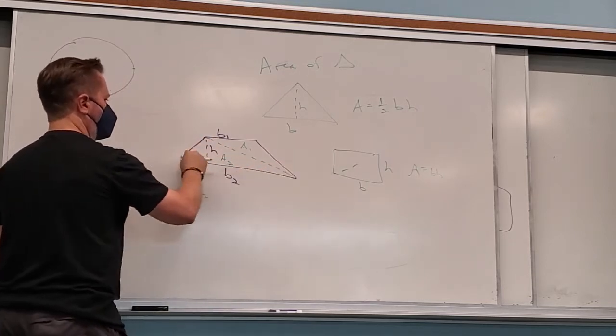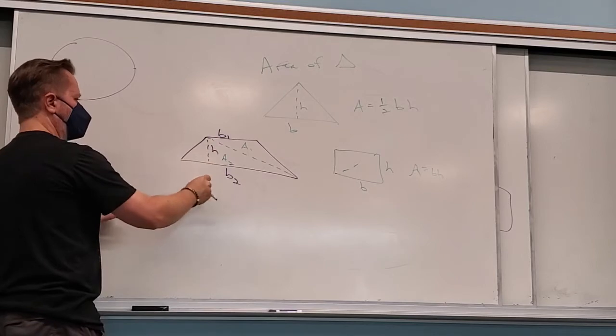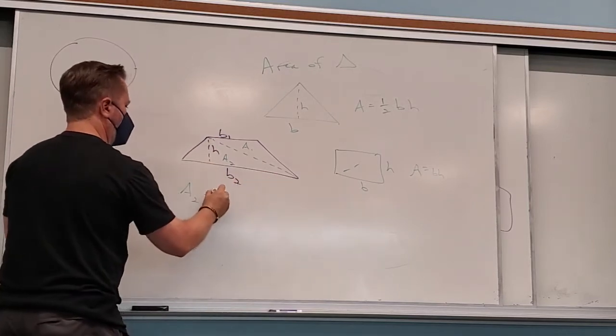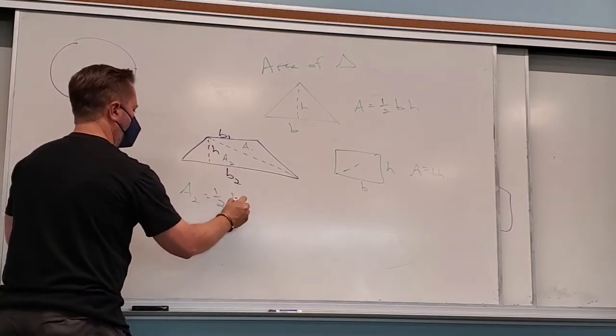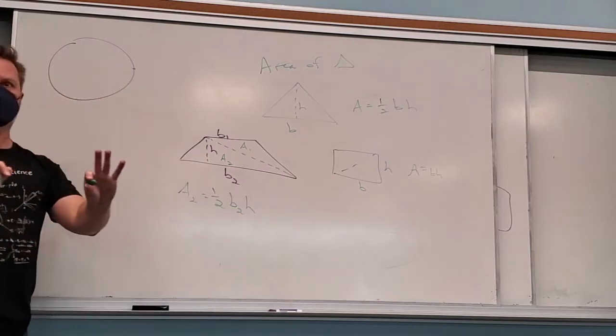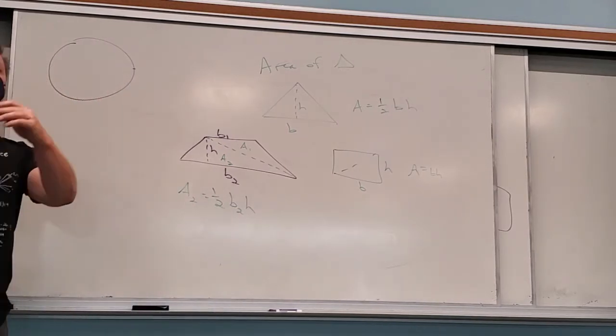Second triangle. How tall is it? H. And what's the base? B2, right? So it's half base times height, correct? Is that cool? And then I'm going to find the area of the other triangle.